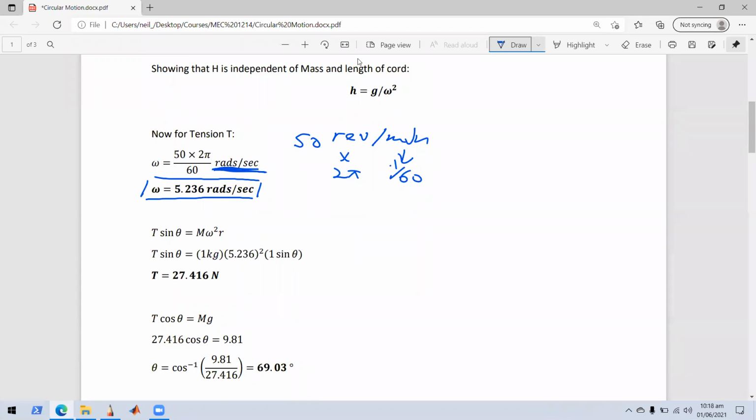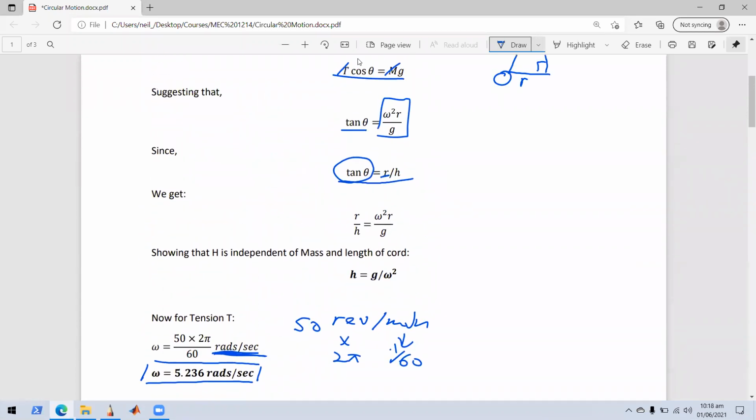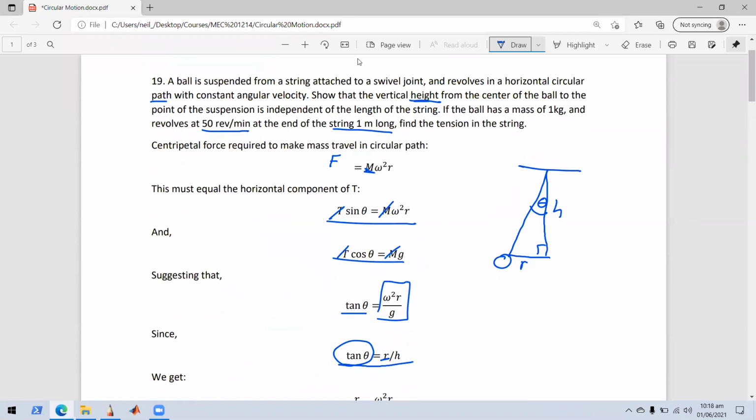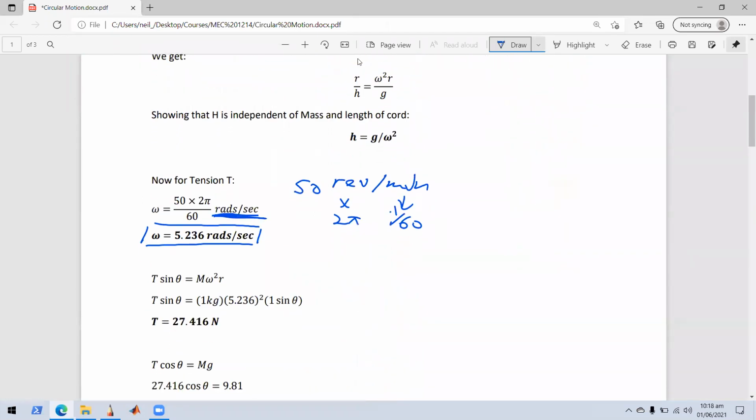So the length of the string is 1 meter long. Now, for this formula, T is equal to sine theta m omega squared r. We're trying to find T. We know mass. We just converted omega here, but we don't know r. So we have two unknowns, T and r. So we need to find r first before we can find T.